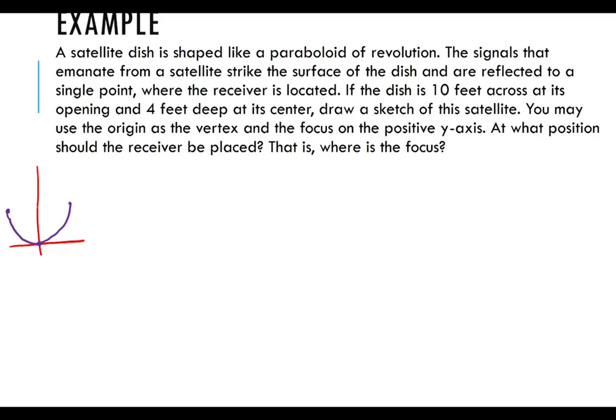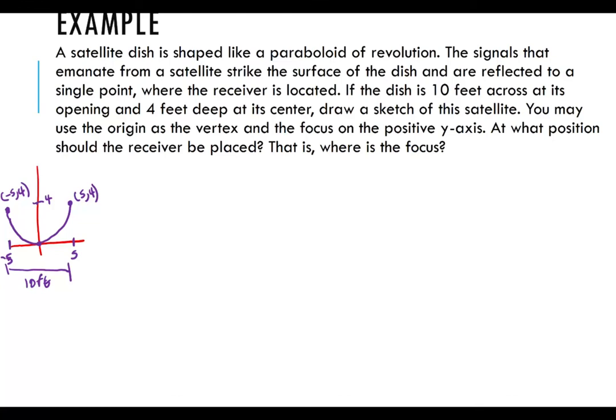So at its center, this satellite has a width of 10 feet across. So from here to here is 10 feet, which means that this is at 5, and this is at 5. And then we're also told that it's 4 feet deep. And so the distance from here to here is 4 feet, which means that here is 4 feet. And so then this ordered pair on our satellite is going to be the ordered pair 5, 4. And this ordered pair on the satellite is going to be -5, 4. Okay, I think we have enough information.